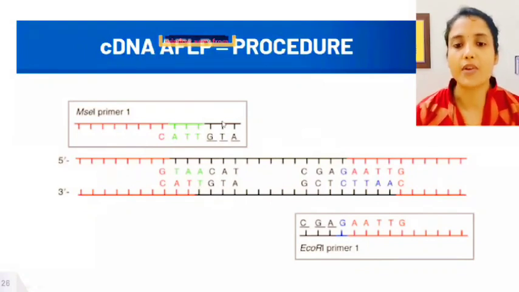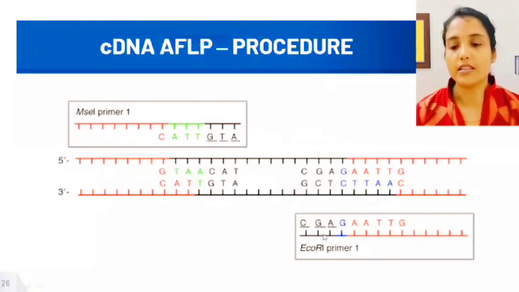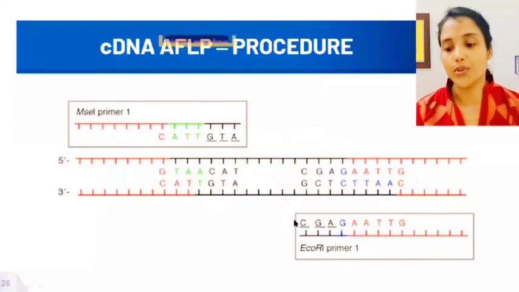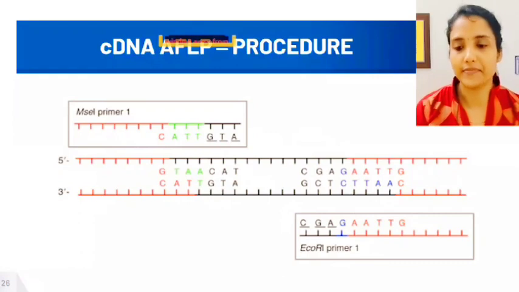You have your MS-E1 primer, which is a selective primer. You have GTA over here. Okay, an EcoR1 primer with an AGC over here. So it depends on which kind of primer you're going to use. That is according to our design.